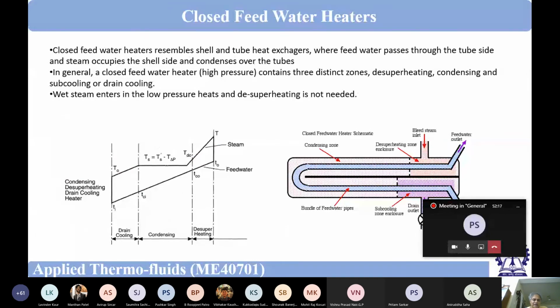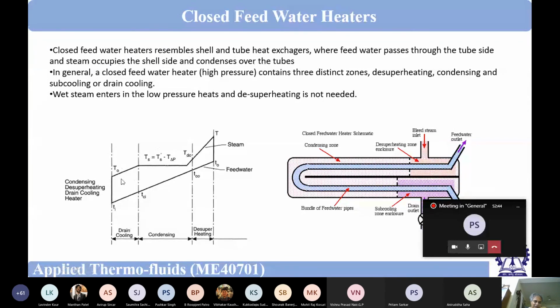then the steam is superheated. So superheated steam is entering. First it is getting desuperheated, then it condenses, then it becomes slightly subcooled. The condensate becomes subcooled. So this is called desuperheating. This is condensation.